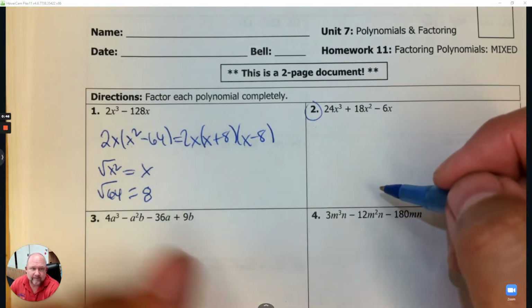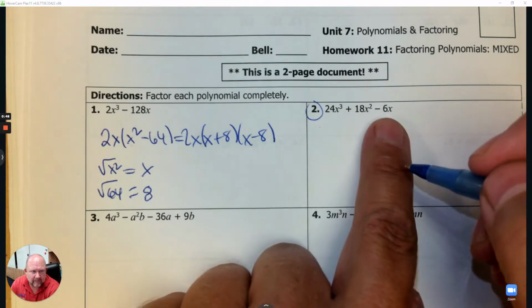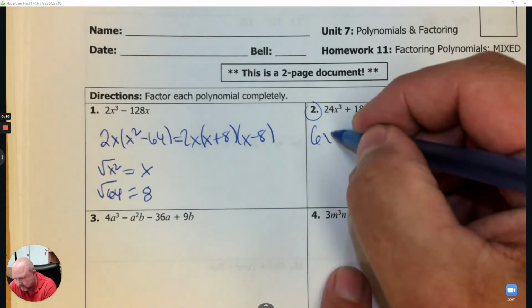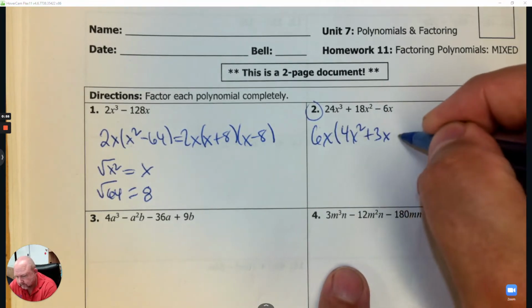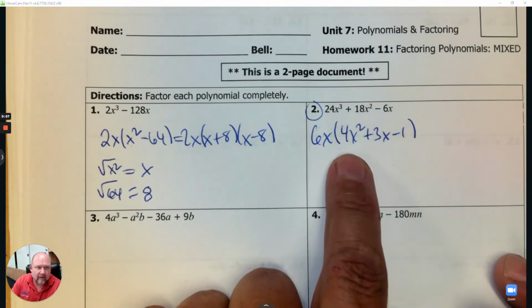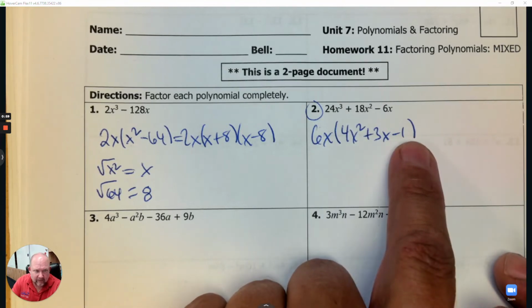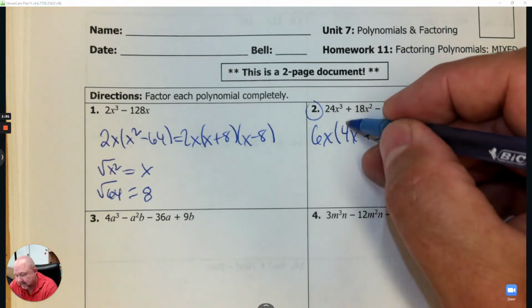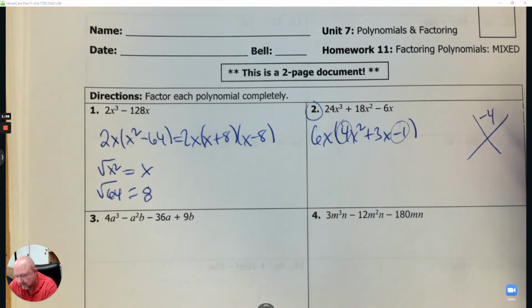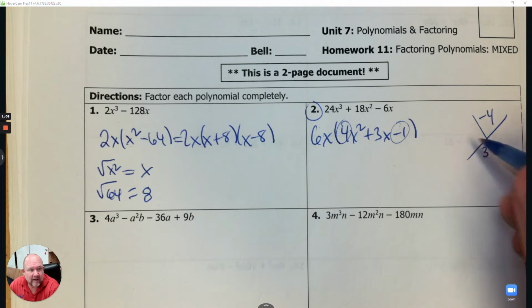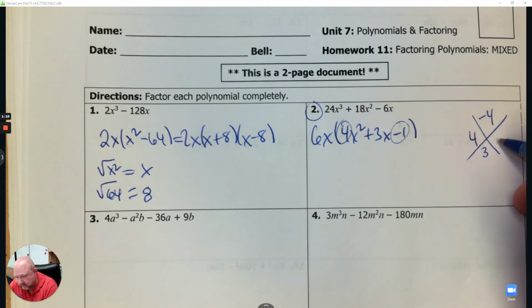Number 2. I want to look and find the greatest common factor. That's 6 and x. And then divide. So I have 4x squared plus 3x minus 1. Not a simple trinomial. I'm going to take the first number times the last number. That's negative 4. And then 3. And then I'm going to find the numbers that match. So that's positive 4 and negative 1.